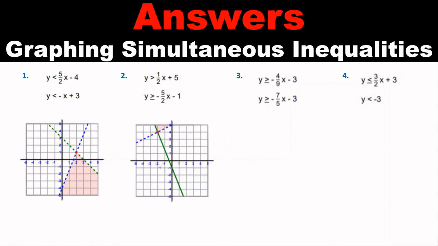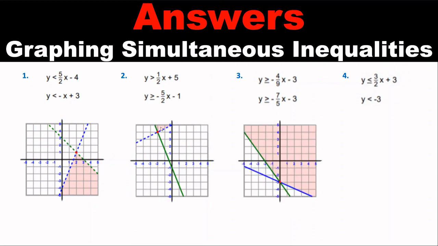For question 2, again, you've got one upward sloping line and one downward sloping line. It should be pretty clear and obvious which is which. And again, we're looking at the inequalities here, and we're shading now where y is above this line and where y is above this line as well.